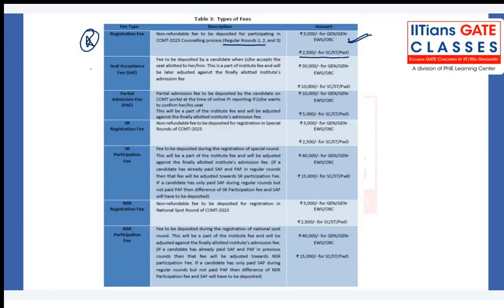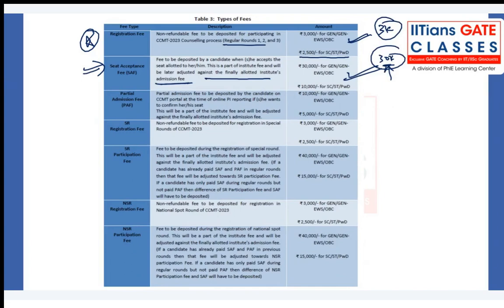So the moment you get some seat here, and if you want to accept the seat, right? So the seat acceptance fee, the fee deposited by the candidate when accepting the seat allotment, okay, this is a part of the institute fees and will be adjusted against the final allotted admission fees. Keep this in mind. You have to pay this amount, like 30,000. So initially you have to pay 3K here, and then once you get the seat, you have to pay 30K, right? So this 30K will be adjusted to your first semester fees. You don't have to worry about that, okay?